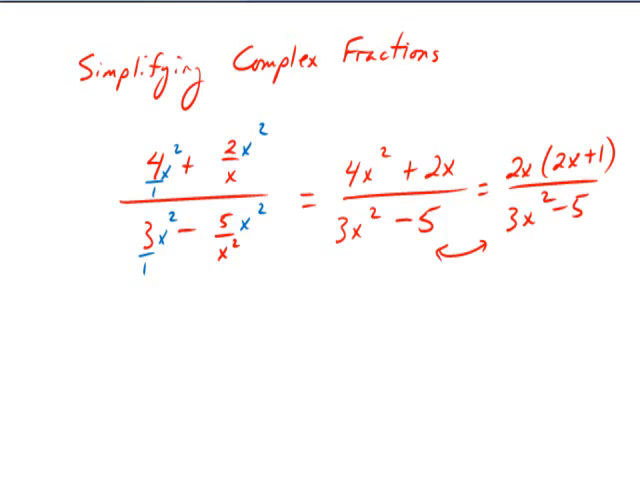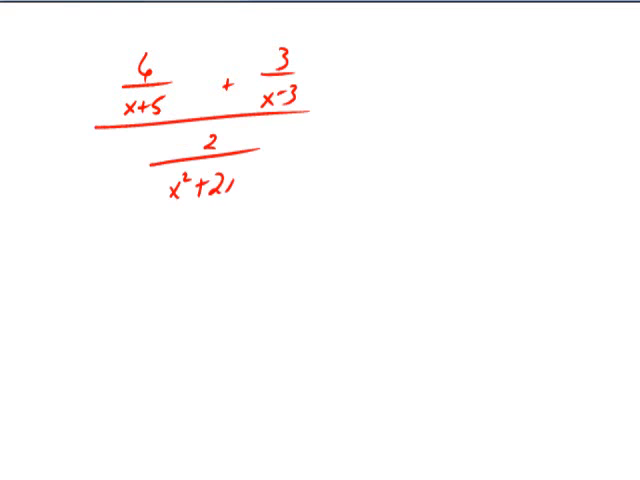Let's look at a second example. 6 over x plus 5 plus 3 over x minus 3 over 2 over x squared plus 2x minus 15. We have a complex fraction. The denominators are x plus 5, x minus 3, and x squared plus 2x minus 15.